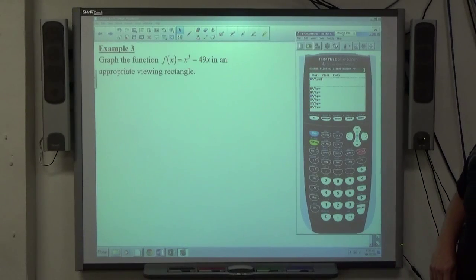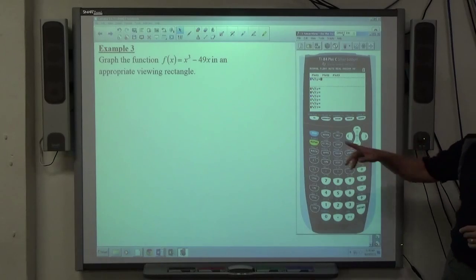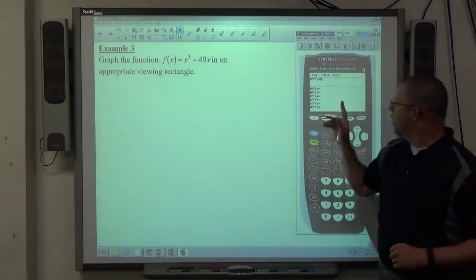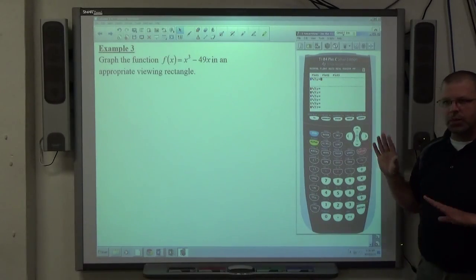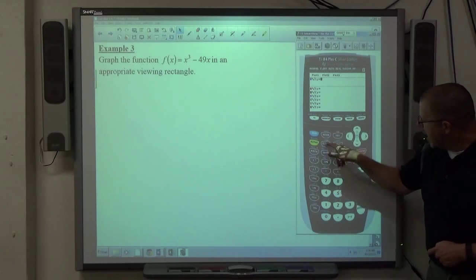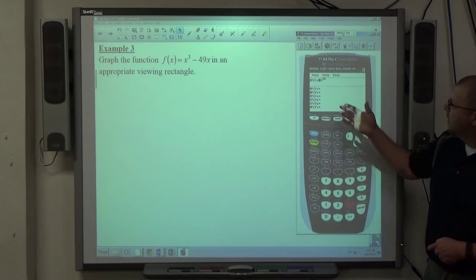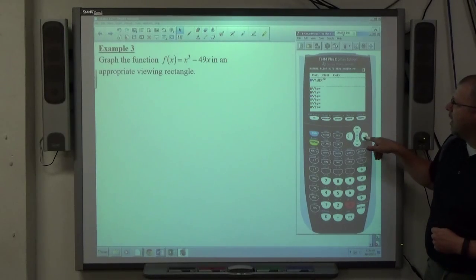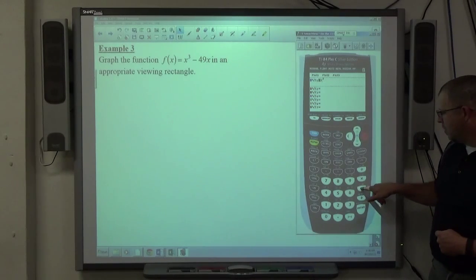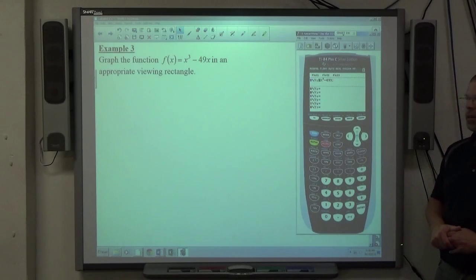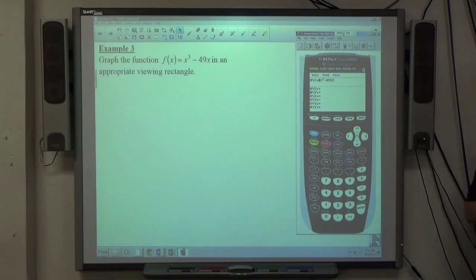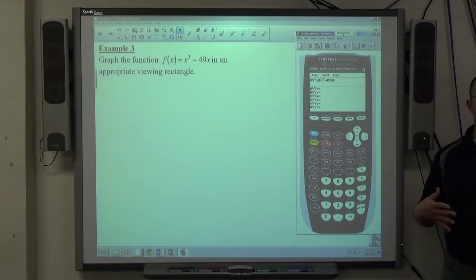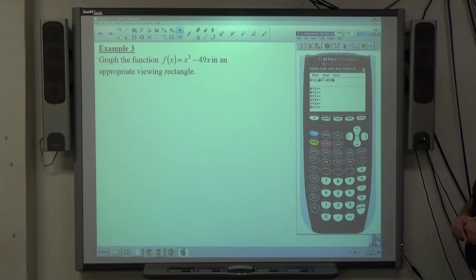Okay, example 3 says graph the function x cubed minus 49x, and again here this gets to a point where we have a power that's not 2. So let me just remind you, and this is going to be something you get used to: you hit x caret 3, and until I hit the right arrow I'm still up in the power level. So hit right, now I'm back down to normal level, minus 49x. Just be careful when you're typing in power functions while you're getting used to the new calculators.